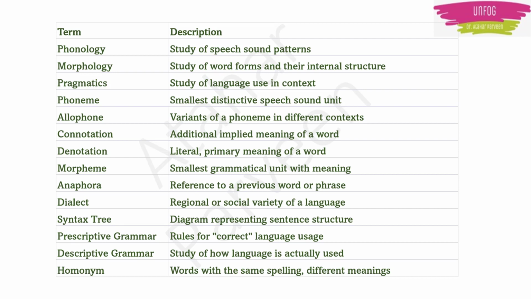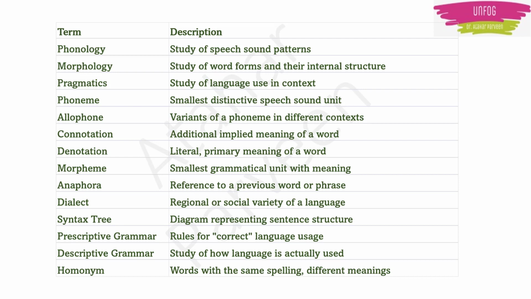Connotation: additional implied meaning of a word. If you are giving an additional meaning, then it is a connotation. Denotation: literal primary meaning of a word. The actual primary meaning of a word is denotation, and the additional meaning is connotation.